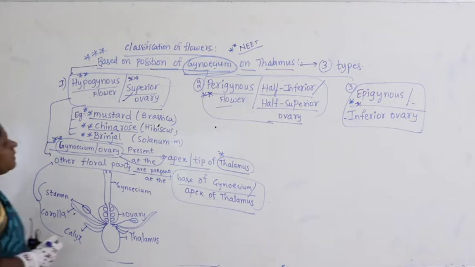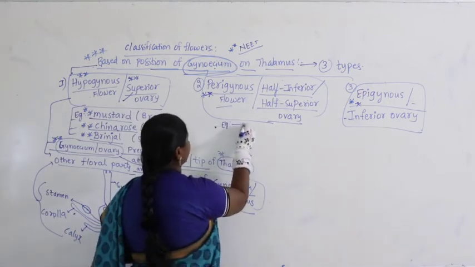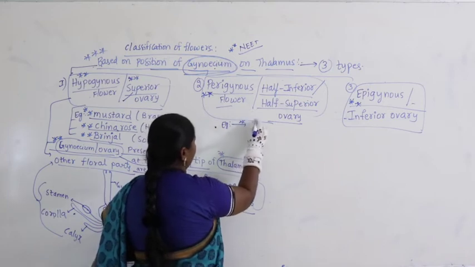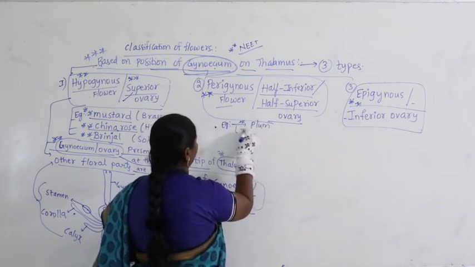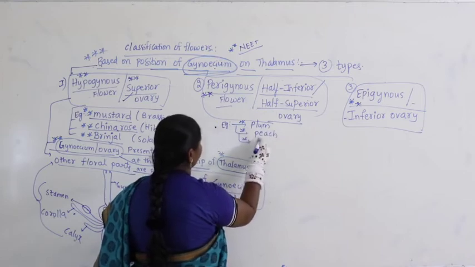Now, coming to perigynous. Perigynous is found in plum, peach as well as Rosa indica.